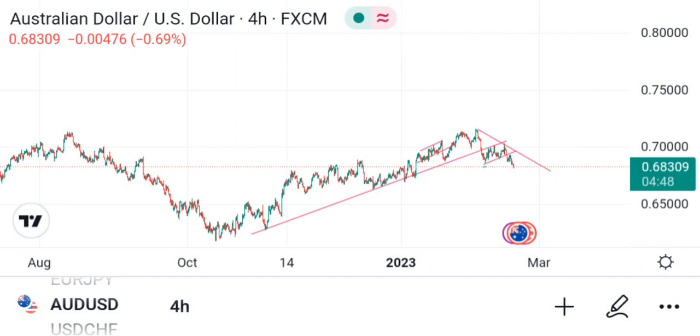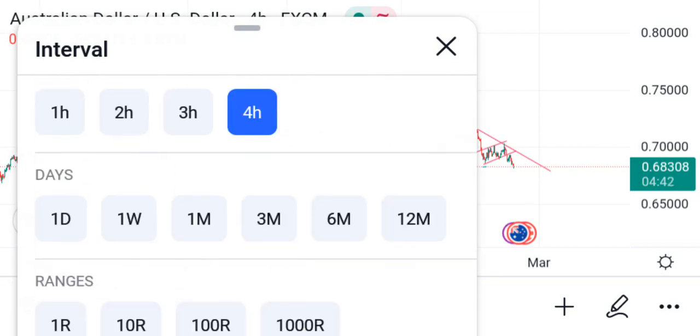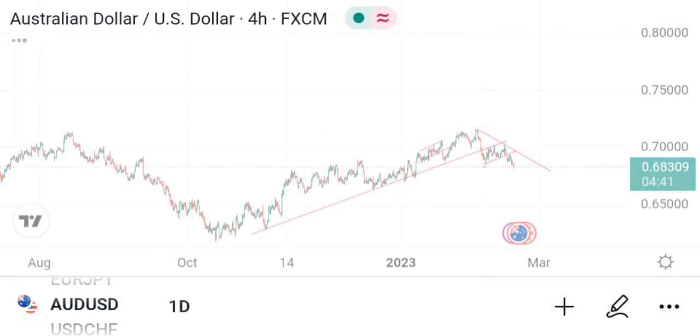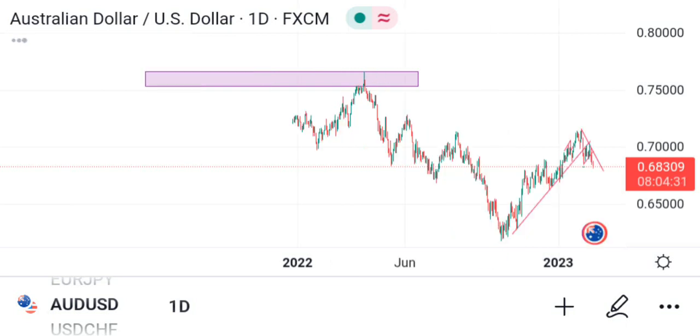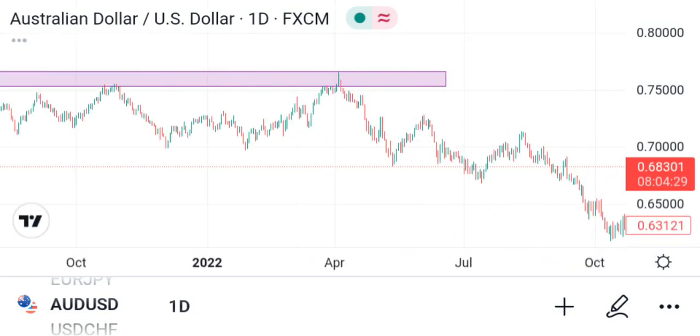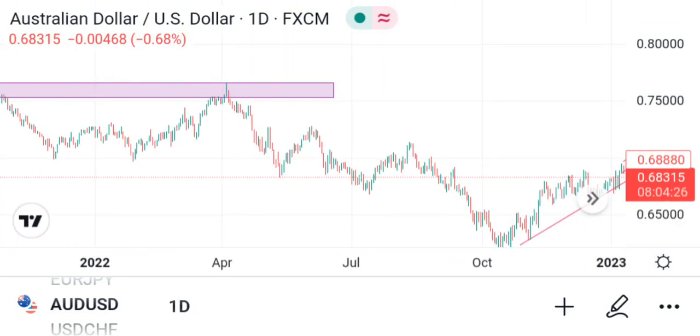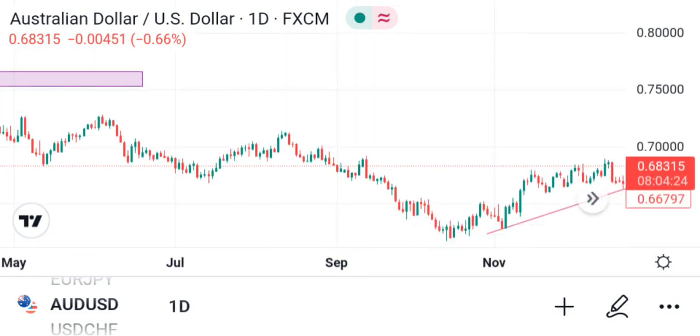Now, time frames move on their own. We have the daily time frame. What this simply means is it takes 1 day for each of these candles to be formed. Everything you see here took a day for each of these candles to be formed.